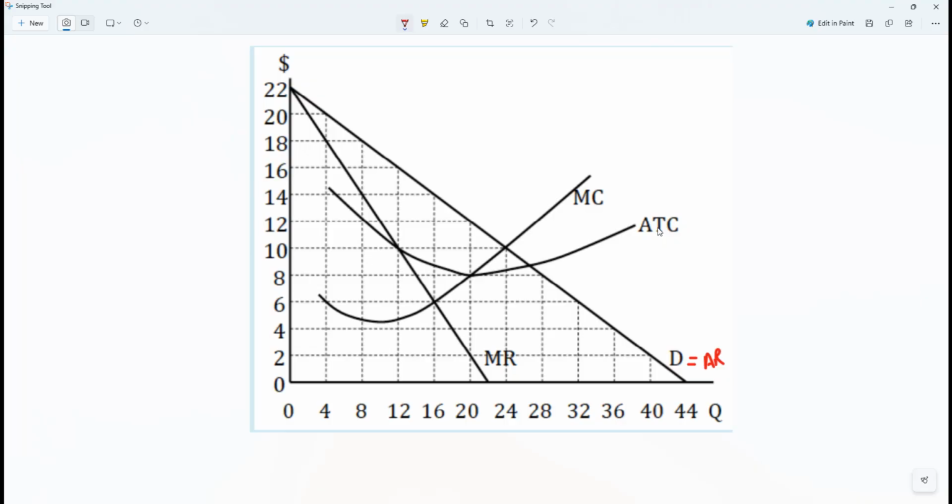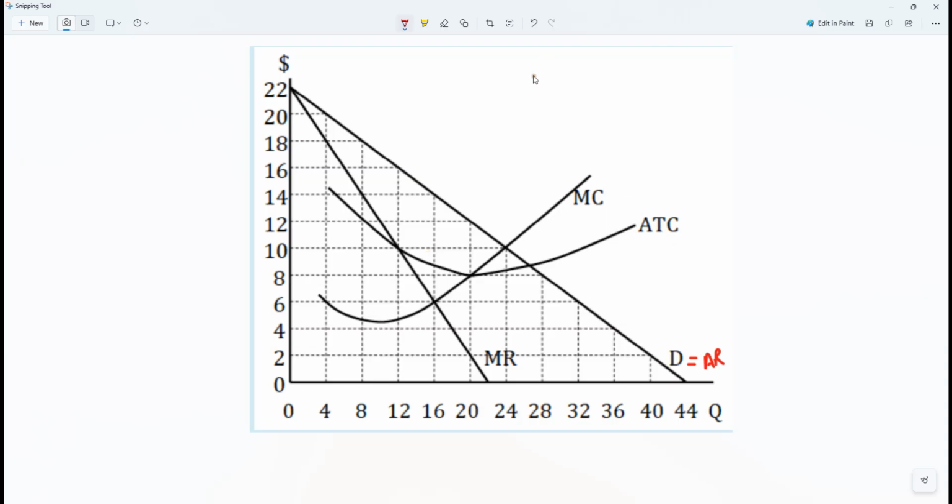Then we've got average total cost. Average total cost tells us how much on average it costs us to produce a certain number of units. For example, if you produce 8 units, average cost would be about 12. If you produce 12 units, average cost would be 10. If you produce 20 units, that's the cheapest you could do. Average cost would be 8, and so on. We use that to compare whether you're making a profit or not.